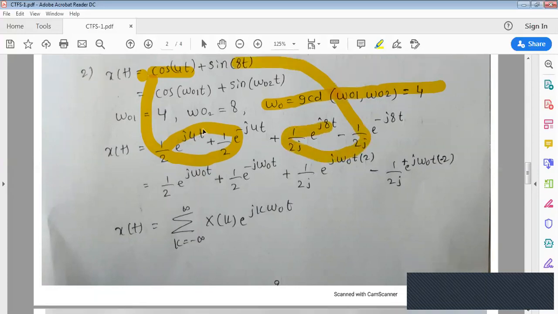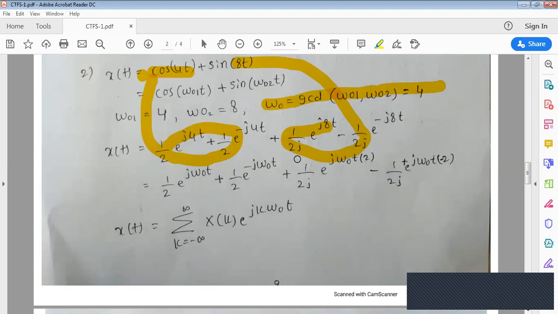Now what I will do, I'll write in terms of omega naught. How can you write in omega naught? Omega naught is 4 only. So I'll write 1/2 e power j omega naught t plus 1/2 e power minus j omega naught t plus 1/2j. Here it is 8. 8 is written as 4 into 2, and 4 is omega naught. So I'll write it as e power j omega naught t multiplied by 2. Similarly, minus 1/2j into e power j omega naught t multiplied by minus 2.